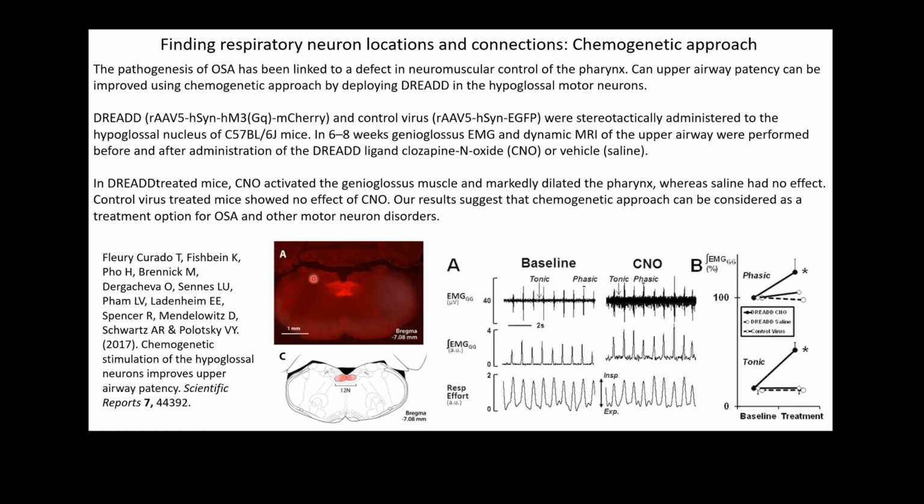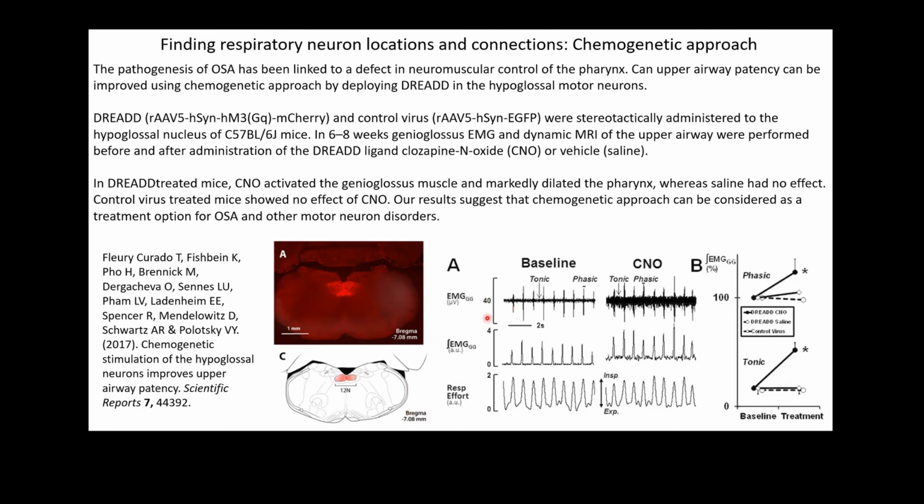Here is a picture. This is a slice of the brain, as you can see here, up in the medulla. And you can see we've got the hypoglossal motor neurons lit up here. And here's a diagram of where they are. And you can do this stereotaxically so you know exactly where you are.